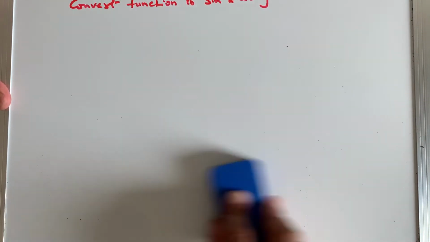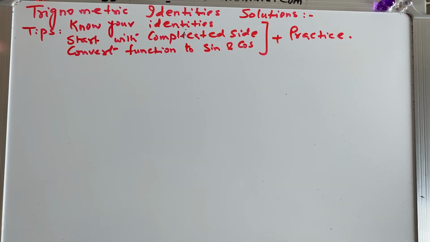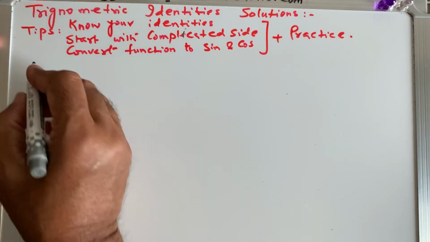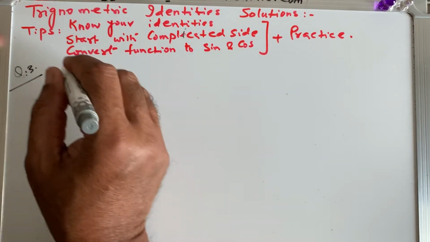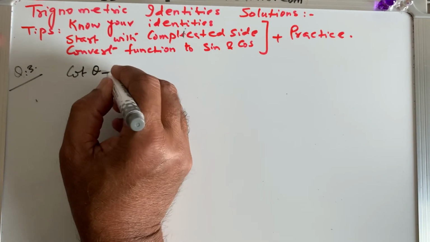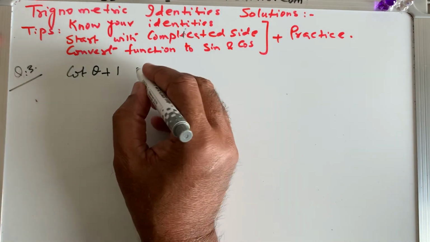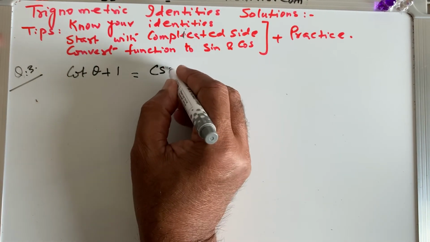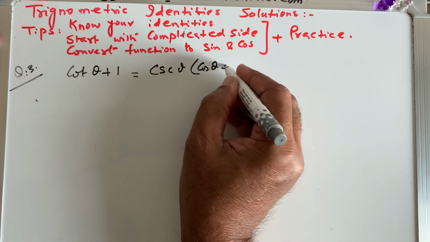There is another question in this regard, and this might be the last question because I don't have more questions on this from the students. If I have, I will make another video. So question number 3 is cot theta plus 1 is equal to cosecant theta times cos theta plus sin theta.